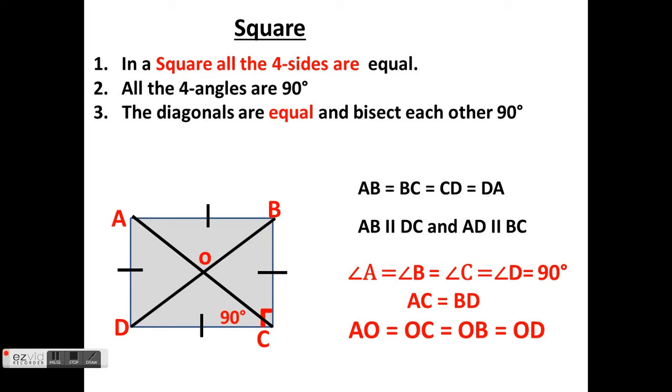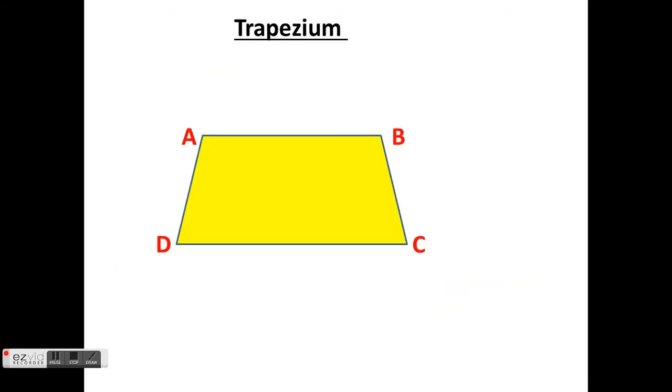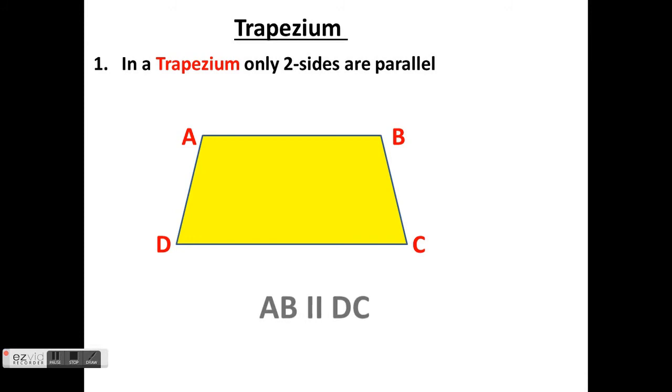Simply you can see. Here comes a poor man. Trapezium. Trapezium is very poor in properties. Only one property. Only two sides are parallel. Can you see which two sides? AB is parallel to DC. That is all.